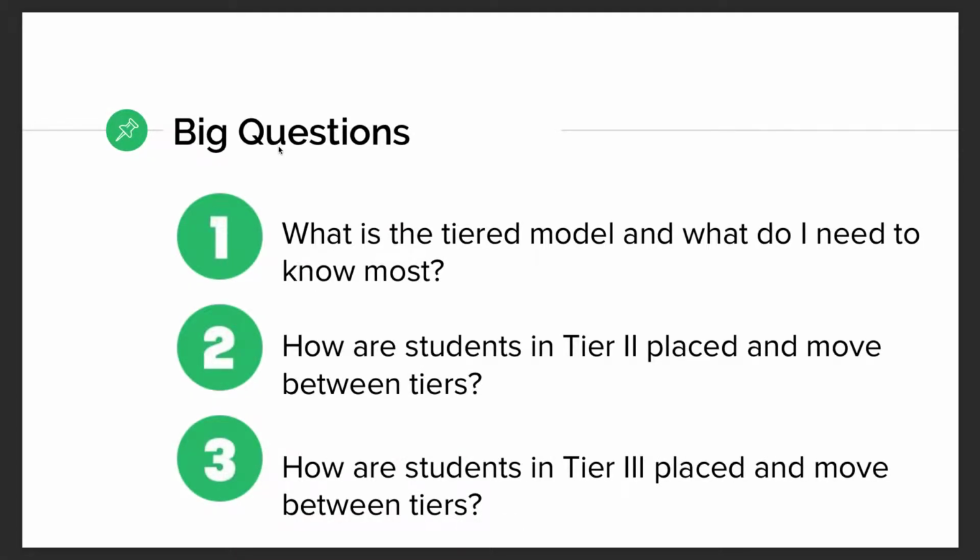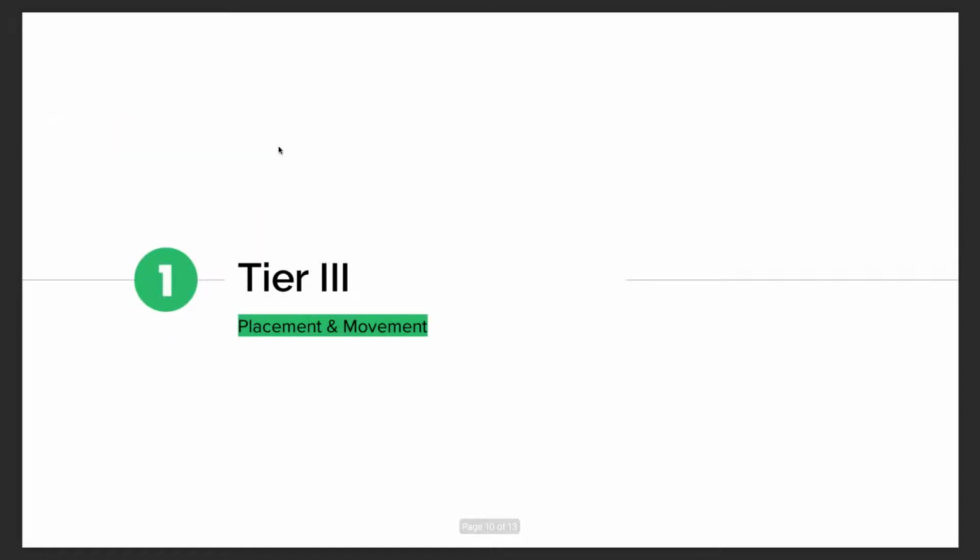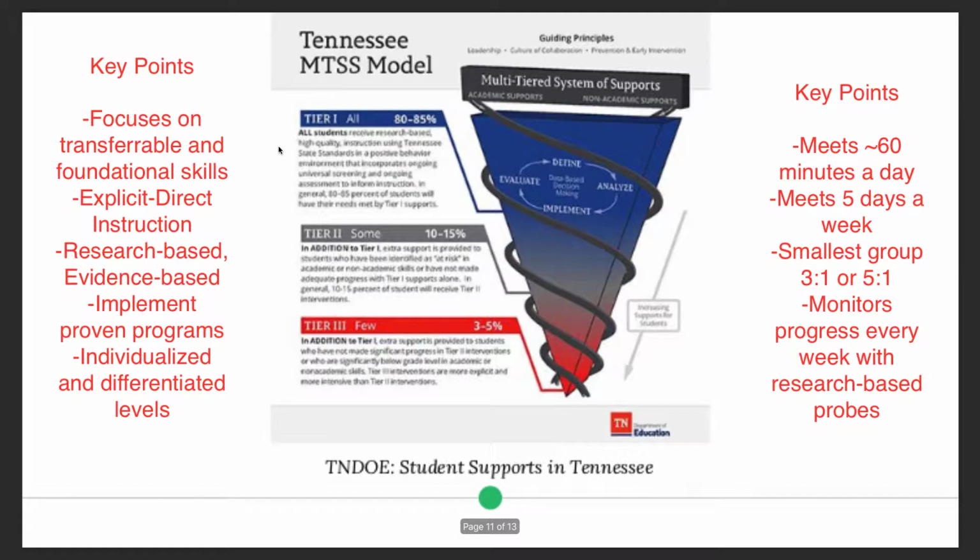We're now on our third question here with the big questions. We've looked at what is the overall model. We've looked at tier 2, placement and movement between, and we're going to look at students within tier 3, briefly talking about placing and moving between the tiers. And again, we're just getting a good, strong, basic, fundamental overview of these elements. So tier 3, let's jump in.